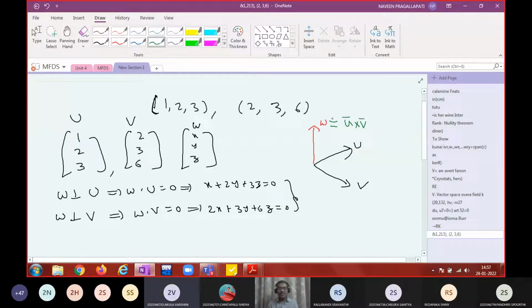Right or wrong? Yes, sir. So if you are having only 3 components, you just take the cross product. That also will work. But cross product we don't know for 4-dimensional, 5-dimensional, 6 dimensions. That's why we need to employ this procedure.